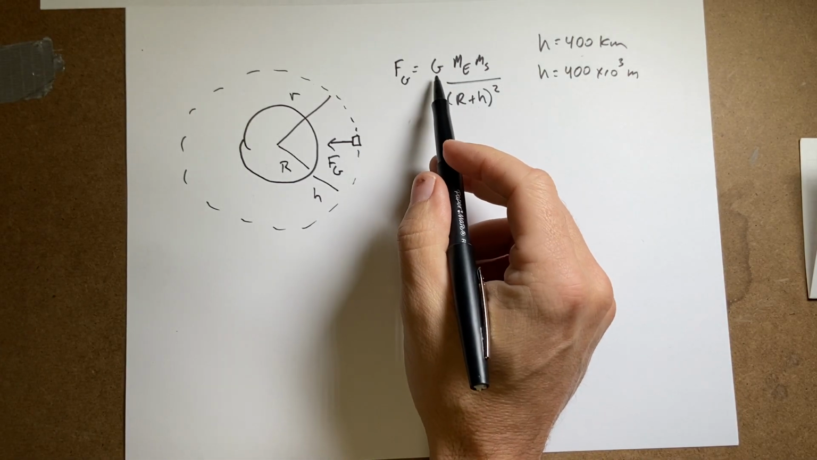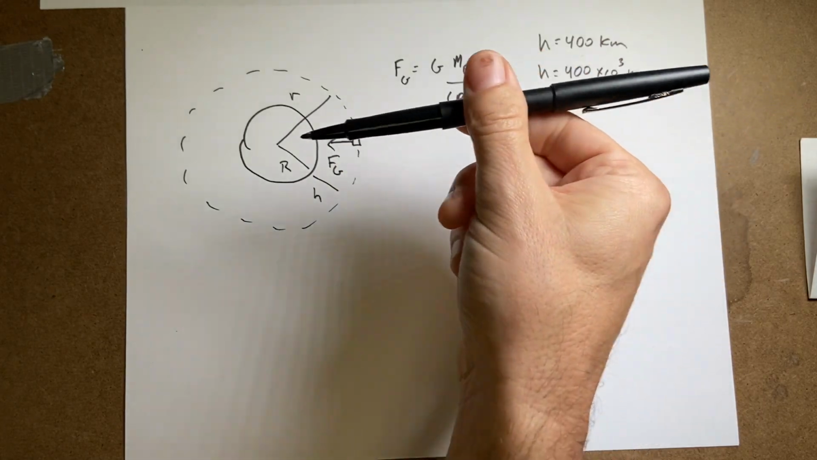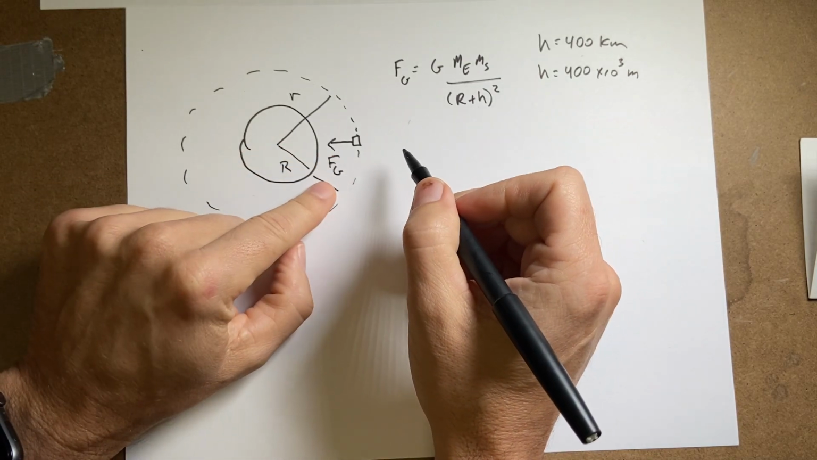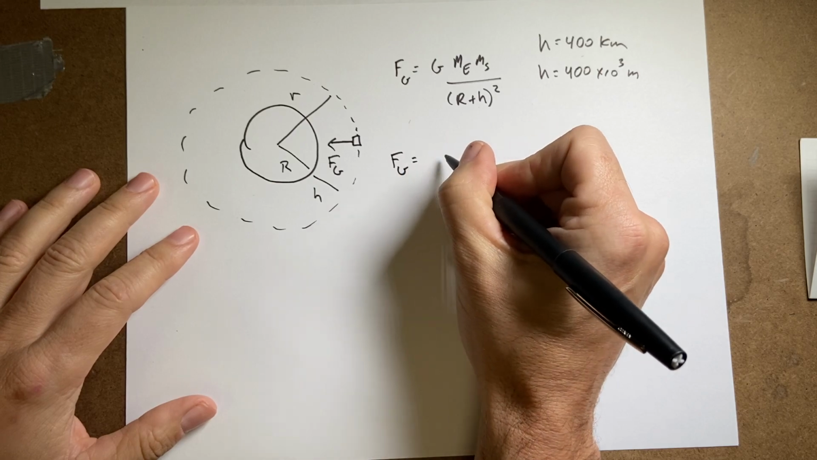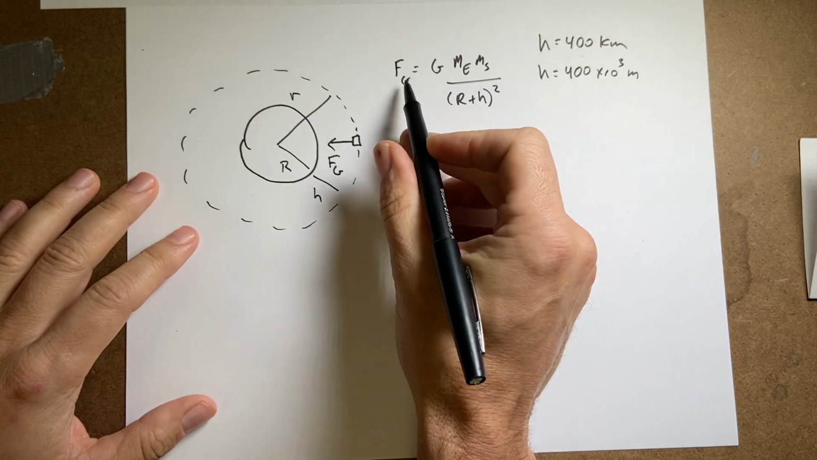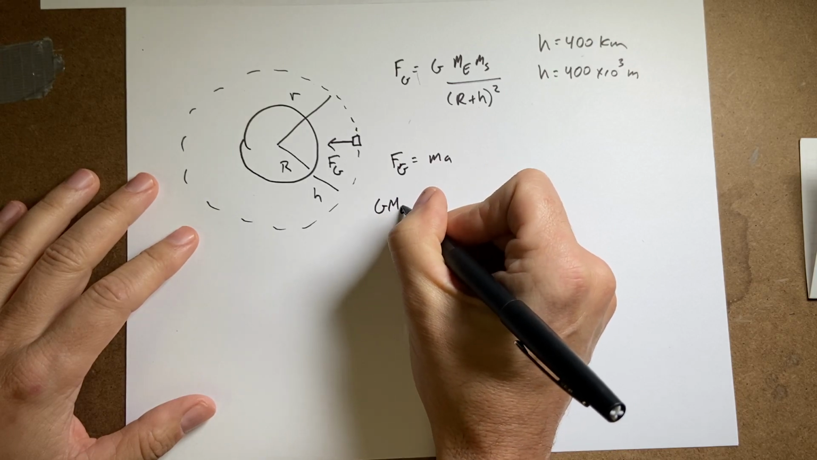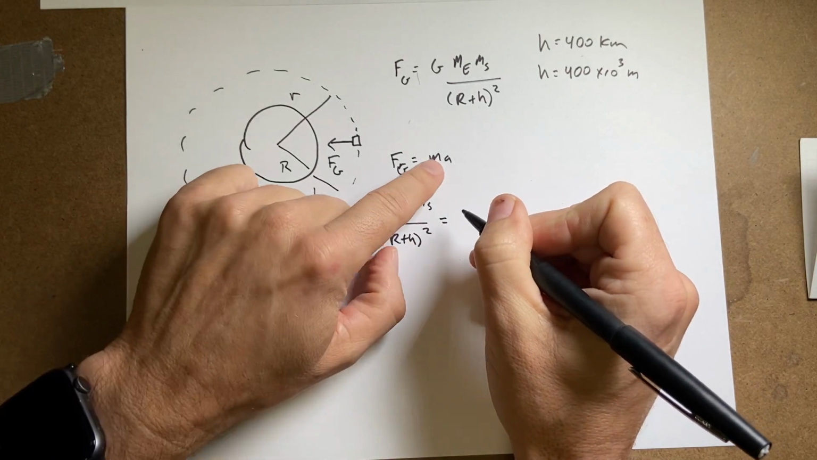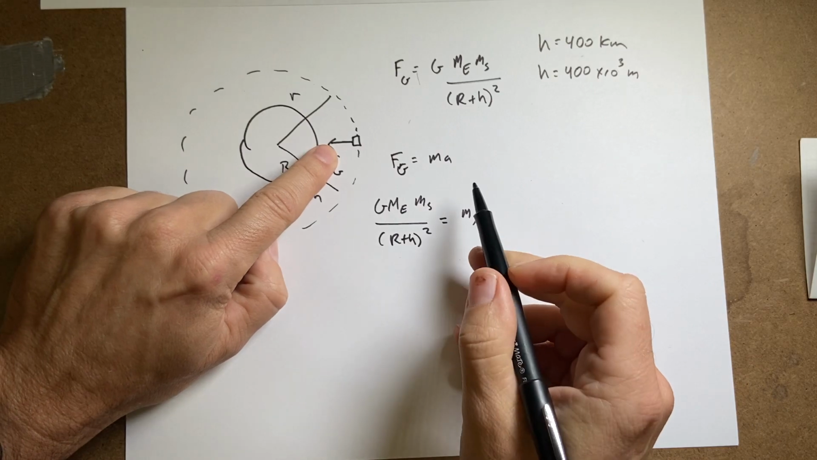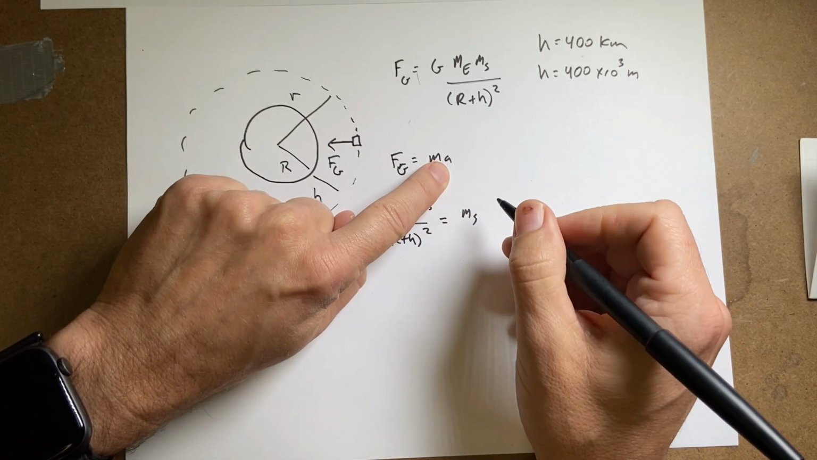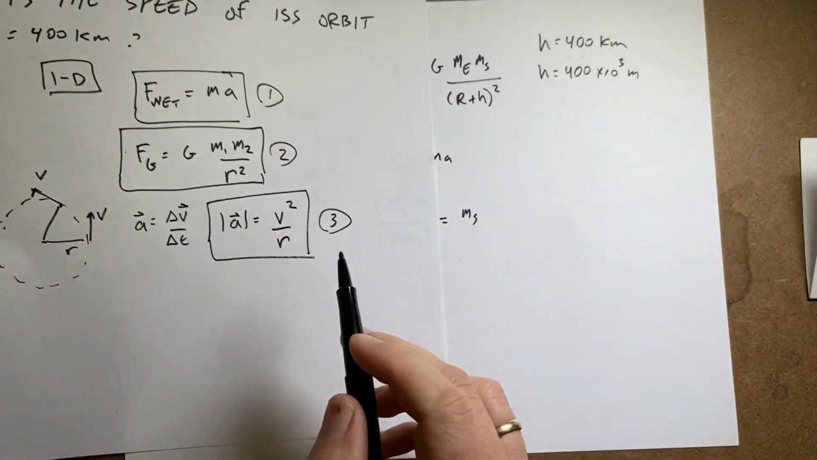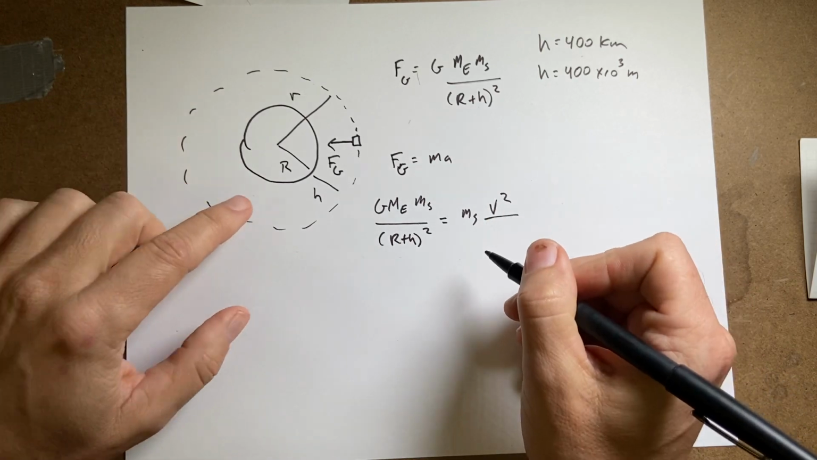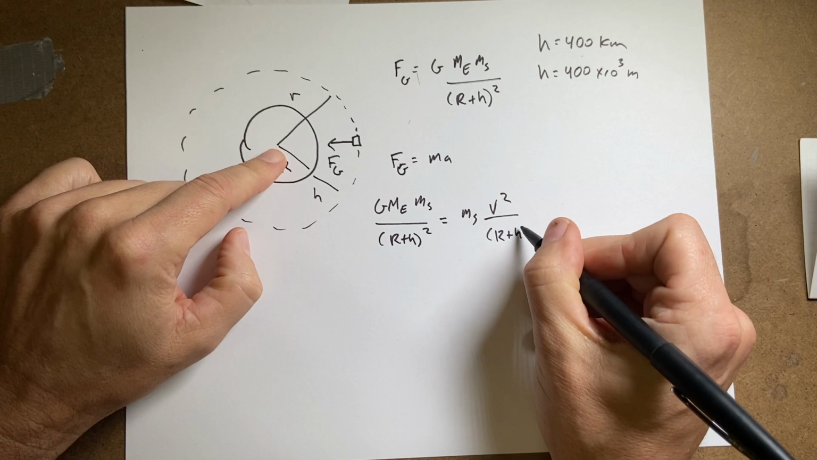Okay, so that's my gravitational force. Now, what does that do? This is the only force acting on the object which causes it to accelerate towards the center of the circle, which is the center of the Earth. Isn't that convenient? So I can set this gravitational force, Fg, equal to ma. So G, mass of the Earth, mass of the satellite, over (R plus h) squared is equal to the mass of the satellite times its acceleration, because I'm talking about the acceleration of the space station. But the acceleration for an object moving in a circle is v squared over r, and r again is R plus h.